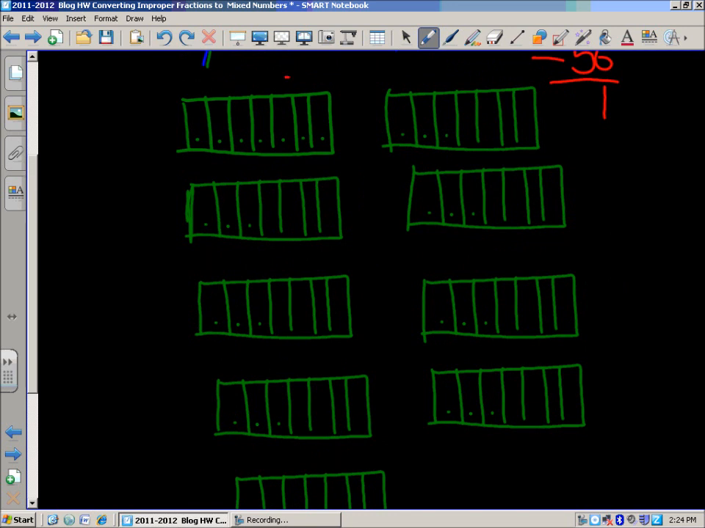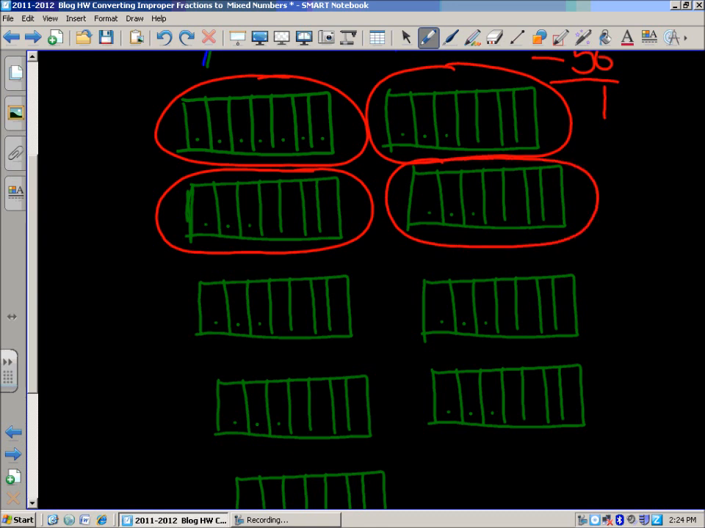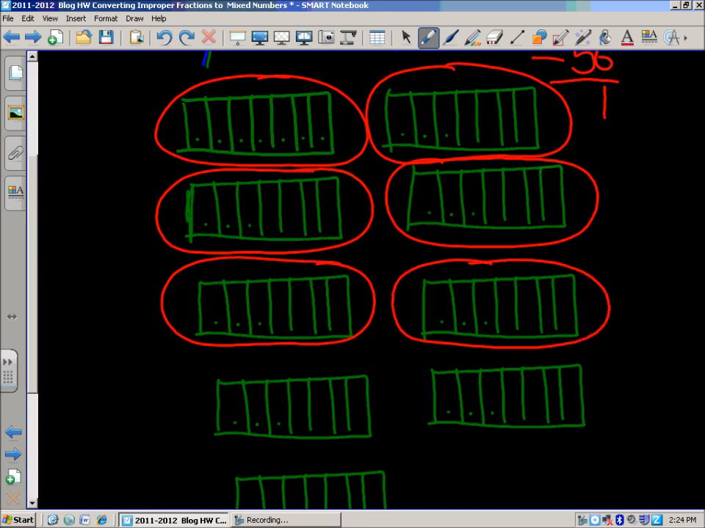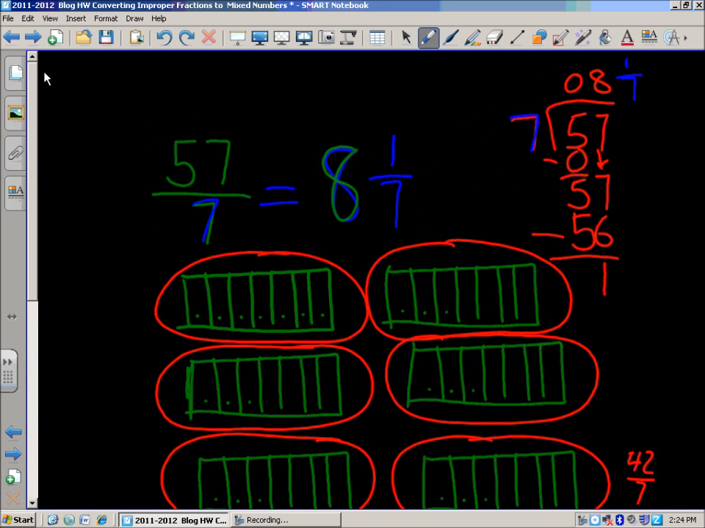We've got 7 sevenths, so let's 7, 14, 21, 7 times 3 is 21, 28, 35, 7 times 6 is 42. If you lose track, you might want to just jot yourself a little note. There's 42 sevenths so far. Okay. 7 times 7 is 49. 7 times 8 is 56 sevenths. And then we have to get to 57 sevenths.